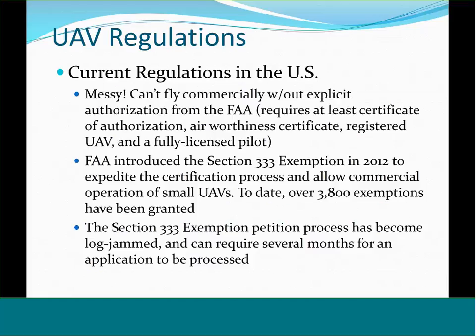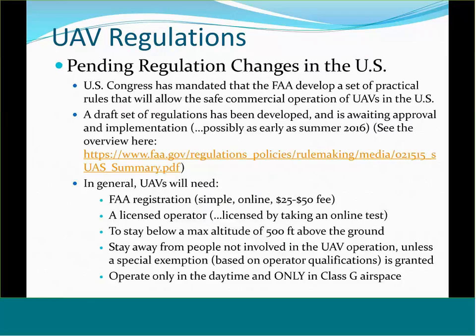FAA improved things a little bit with what's called the Section 333 exemption, which was essentially intended to expedite the commercial practice of UAVs in the U.S., and it has helped, but it's still holding us back. One of the problems is that the petition process with the FAA has literally become log-jammed, and if you submit a Section 333 exemption proposal, it can require several months before the FAA even looks at your application.